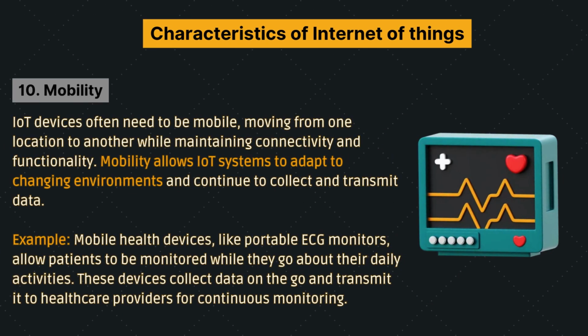Now, let's discuss mobility. IoT devices often need to be mobile, moving from one location to another while staying connected. This mobility lets IoT systems adapt to changing environments and continue collecting and sharing data. For example, portable health devices like ECG monitors can track patients while they go about their daily activities, sending data to healthcare providers for continuous monitoring.